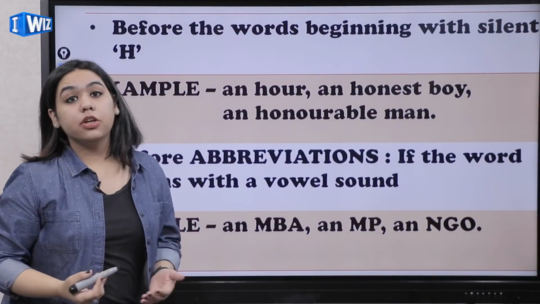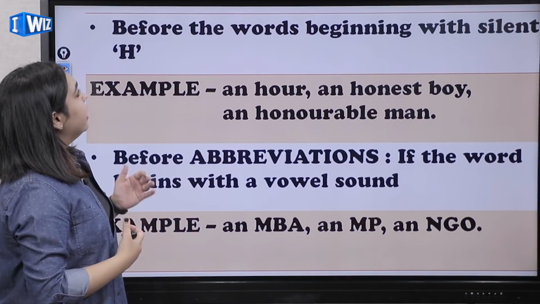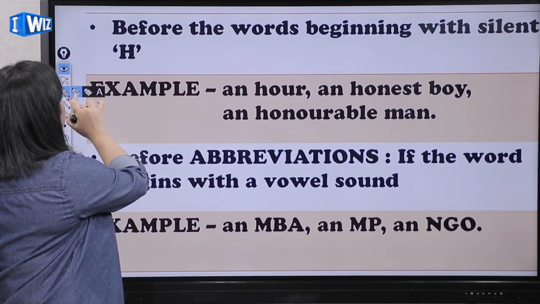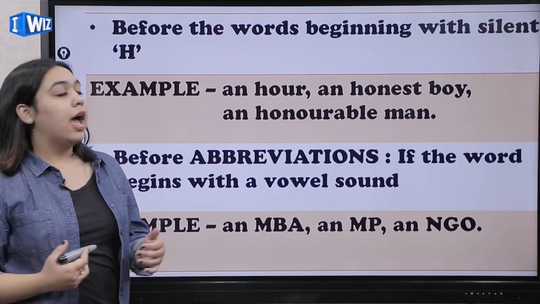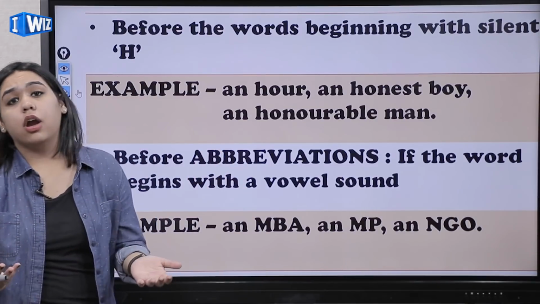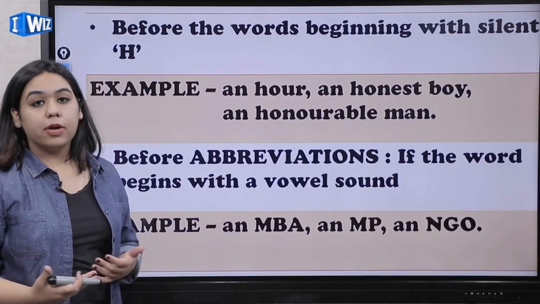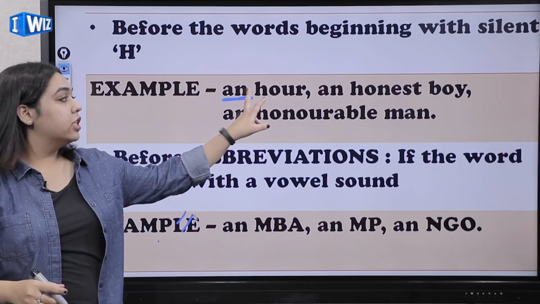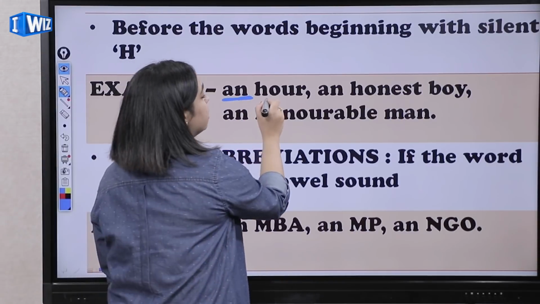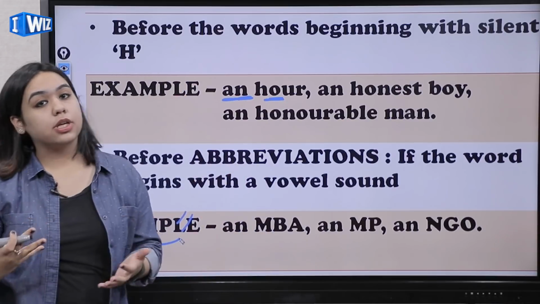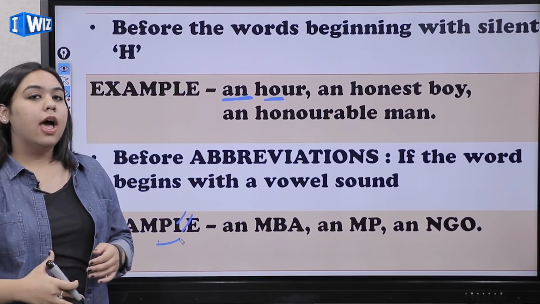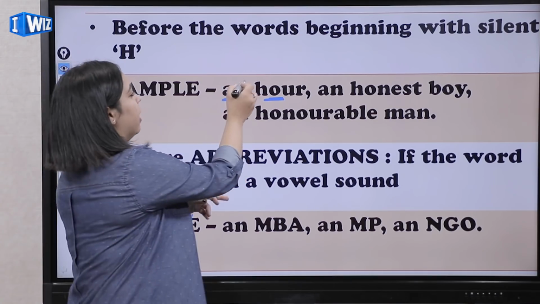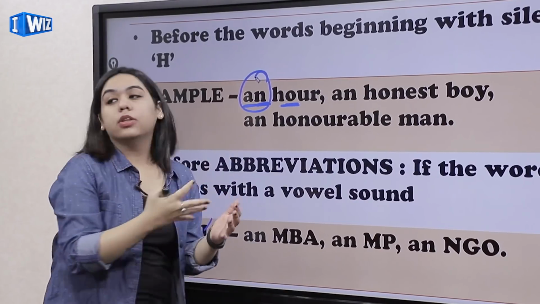Now, where else can we use the article an? It is used before words beginning with a silent H. For example, I have an hour to work, or an hour left. So why do we use an here? Because, no doubt, it doesn't start with a vowel, but it has the vowel sound O. The H is silent. So wherever the H is silent and you find the sound of a vowel, you are always going to accompany it with the article an.